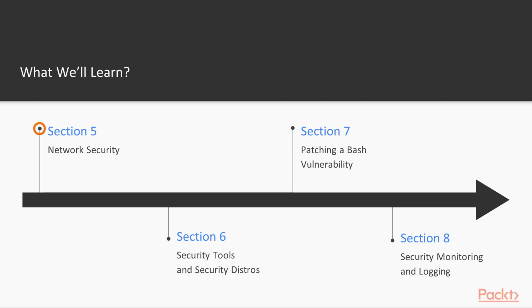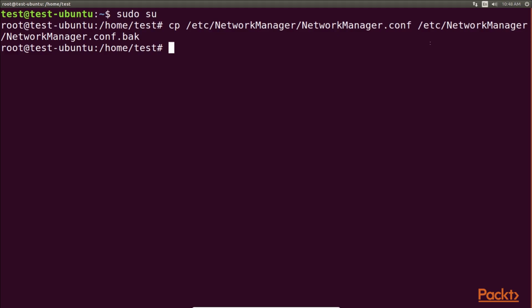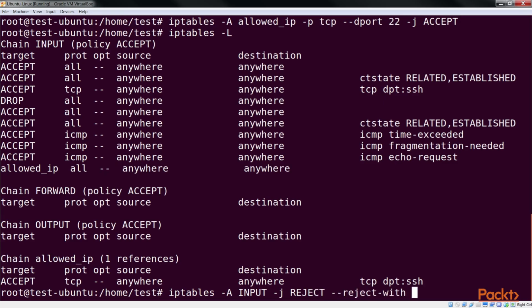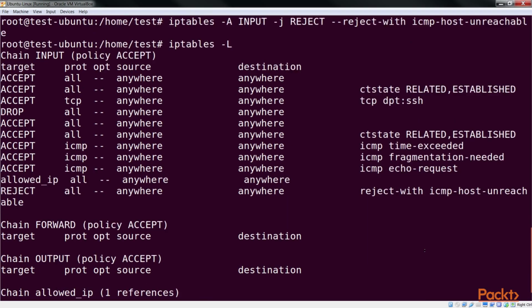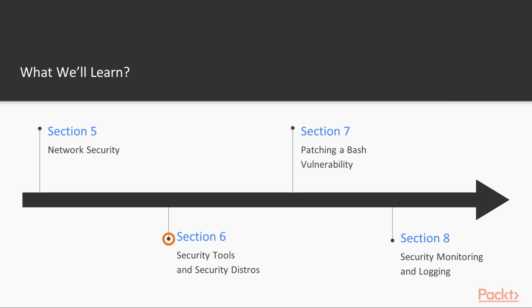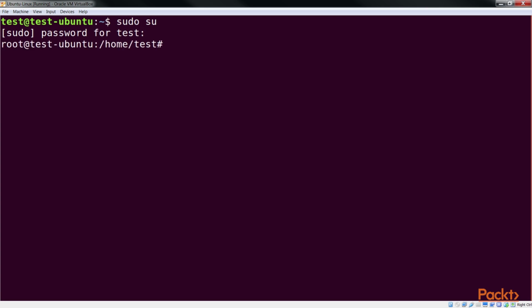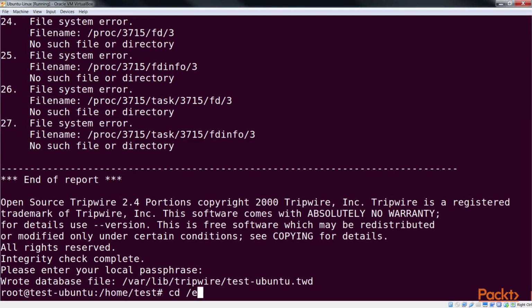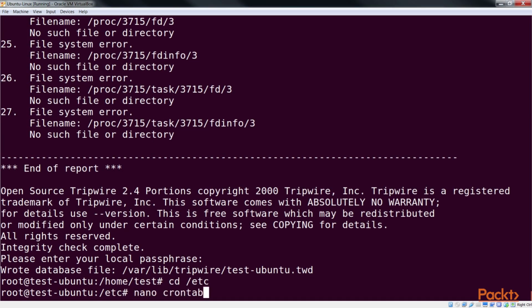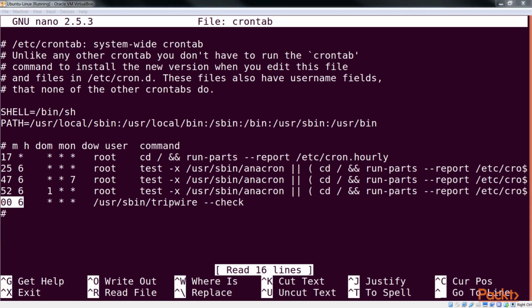Next, we will move to Network Security. This section provides information about network attacks and security. The next section is Security Tools and Security Distros. This section targets various security tools and distributions of Linux that can be used for security on a Linux system.